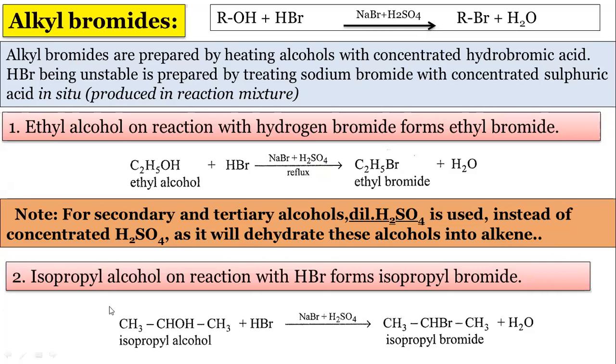See here, it is isopropyl alcohol on reaction with HBr. See, this is a secondary alcohol. So this H2SO4 is dilute here, and this H2SO4 is concentrated. Remember, it is not written, but in case of primary alcohols it is concentrated, and in case of secondary alcohols this H2SO4 is dilute. The other process is the same. In isopropyl alcohol, this OH is replaced with bromine.